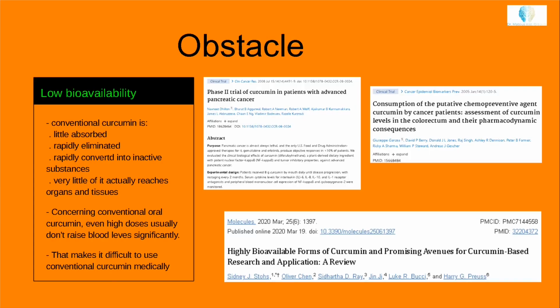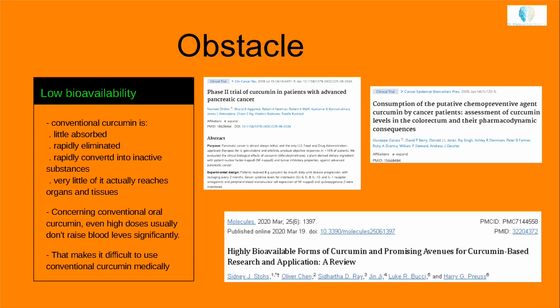When we think about the medical use of curcumin, we have an obstacle. That is that curcumin has a low bioavailability. What does it mean to have a low bioavailability? It means that when a person ingests conventional curcumin, it is little absorbed, it's rapidly eliminated, it's rapidly converted into an inactive substance, and very little of it actually reaches the organs and tissues that we need it to reach to have its medicinal effect.